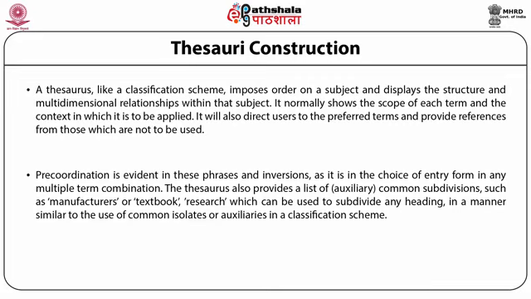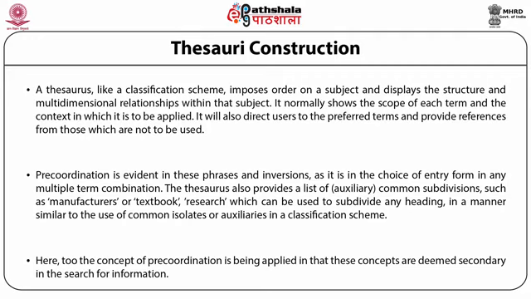The thesaurus also provides a list of auxiliary common subdivisions, such as manufacturer or textbooks, research, which can be used to subdivide any heading in a manner similar to the use of common isolates or auxiliaries in classification schemes. Here too the concept of pre-coordination is being applied in those concepts which are deemed secondary in search for information. So you can see that there are many similarities between the construction of a thesaurus and a classification system.